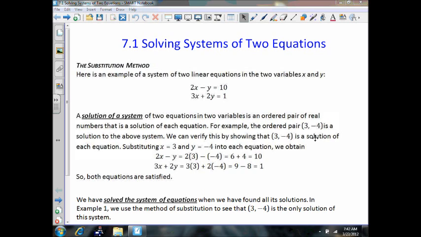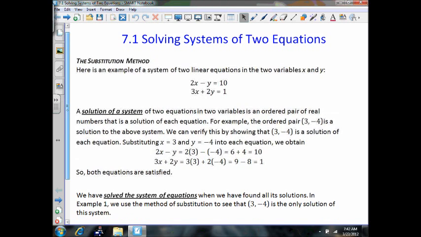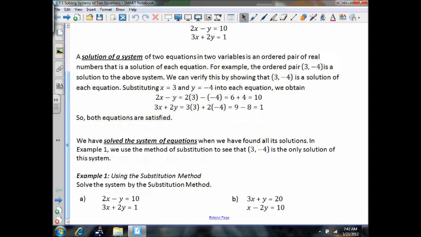Here's an example of a system of two linear equations in the two variables x and y: 2x minus y equals 10, 3x plus 2y equals 1. A solution of a system of two equations in two variables is an ordered pair of real numbers that's a solution of each equation. For example, the ordered pair 3, -4 is a solution to the above system. We can verify it by putting in 3 and -4 for x and y. You'll see that you get 10 in 2x minus y equals 10, and 1 in 3x plus 2y equals 1, so both equations are satisfied.